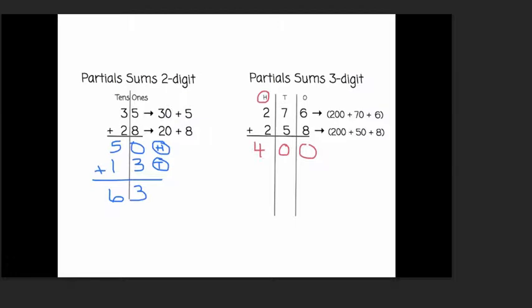Then we'll move to our tens place. 70 plus 50. Now this is where a lot of third graders have trouble. A strategy that might work with your child at home is to start with the larger of the two tens and count up by 10. So we'll start here with 70 and count up. 70, 80, 90, 100, 110, 120. Altogether I have 120.